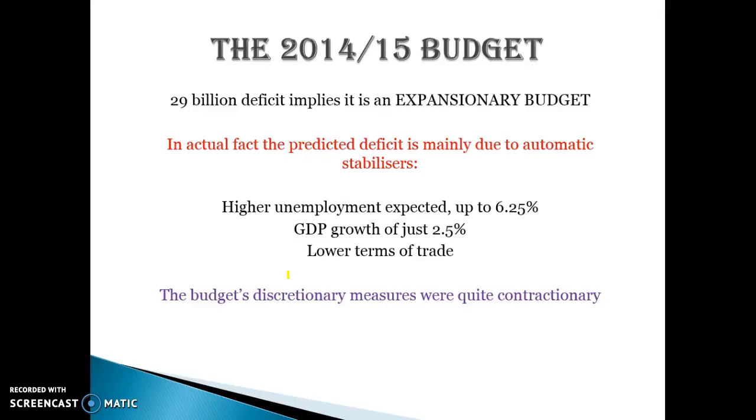Here's another example. Okay, this is now our economy going poorly in 2014-2015. A $29 billion deficit implies that it was an expansionary budget. Okay, the government is collecting $29 billion less than they're giving out. However, in actual fact, the budget was only in such a big deficit because of automatic stabilisers. We had unemployment of over 6%, growth was really slow, and the lower terms of trade was causing considerably less company tax. The actual discretionary measures within the budget were quite contractionary.